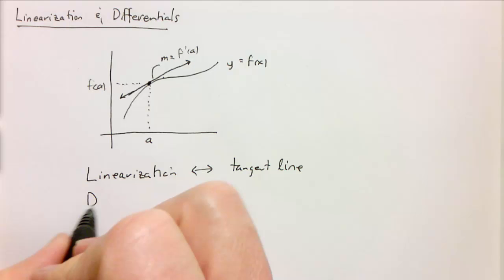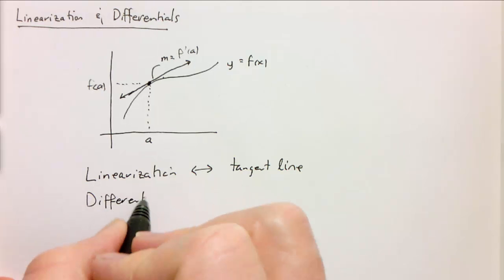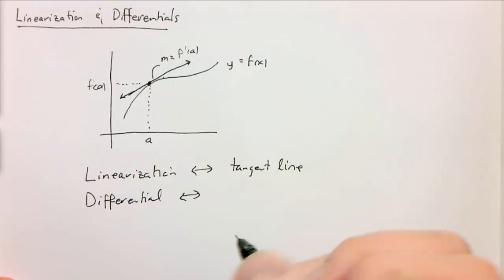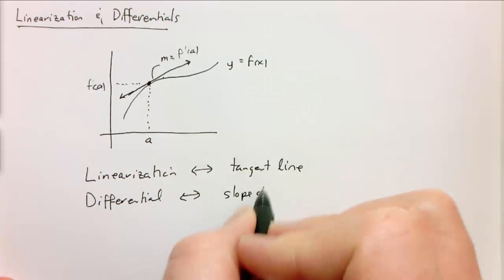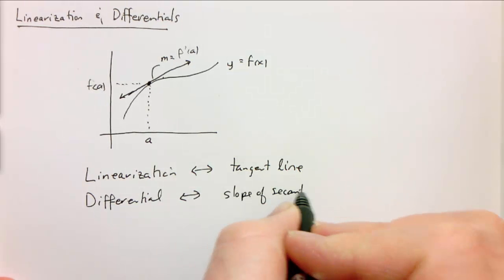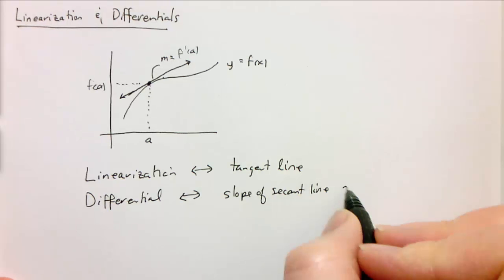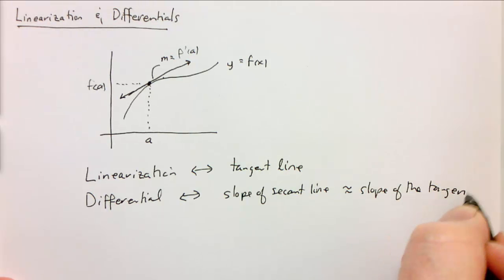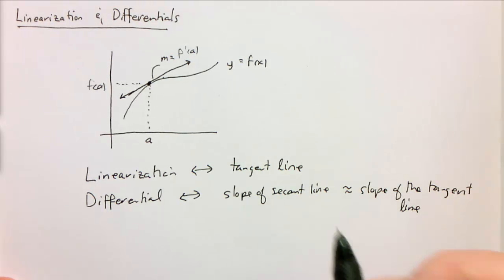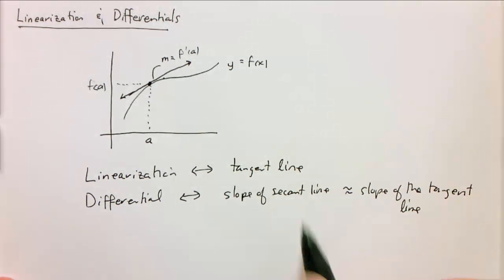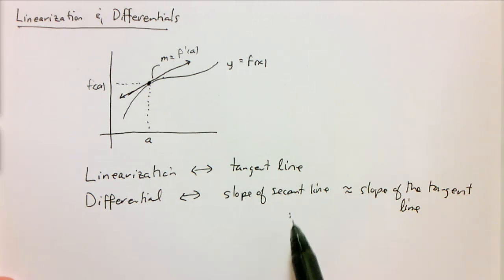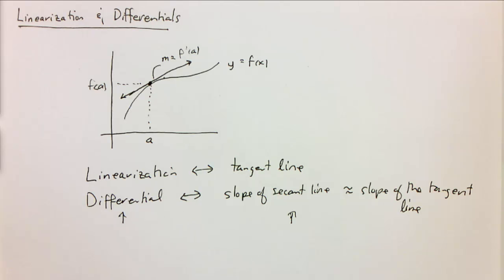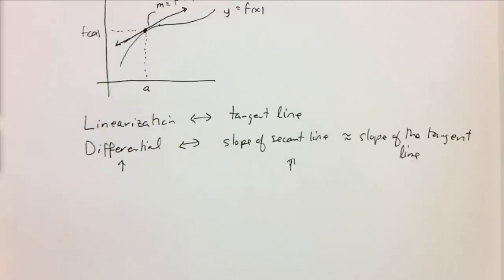And a differential, this gets back to an old idea, which says the slope of the secant line is approximately the same as the slope of the tangent line. Particularly if we use 2 points that are nearby each other, we'll get a good approximation of the slope of the tangent line. So these are old ideas with new words. All right. Let's get into the idea a little more carefully about linearization. It's just the tangent line.